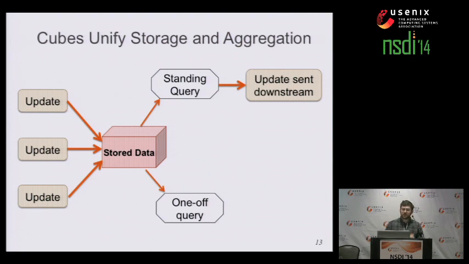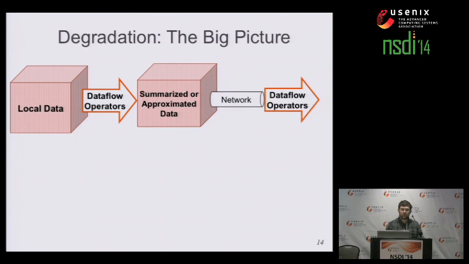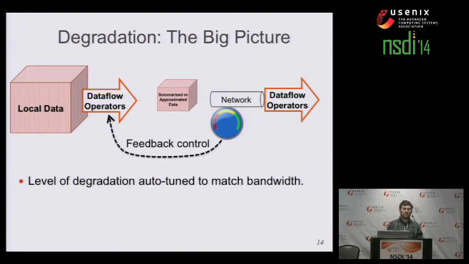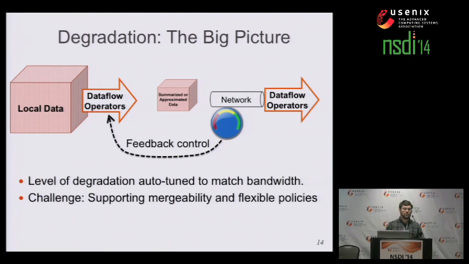And it turns out that these semantics are going to be useful for us also as we adjust the size of the output. This is what we are going to call degradation. The basic model is that you have your data, you have some data flow operators, and then there's feedback control to adjust how big the summarized data is. If you have plenty of bandwidth, you can send data at full precision, and if you don't have enough bandwidth, even after aggregating, you can reduce the size of your data to match. And then the system will automatically tune the level of degradation to match what you have.